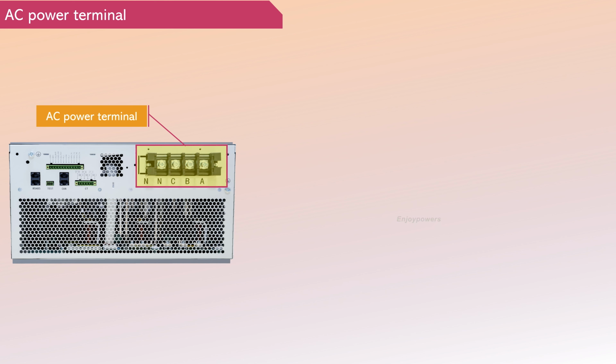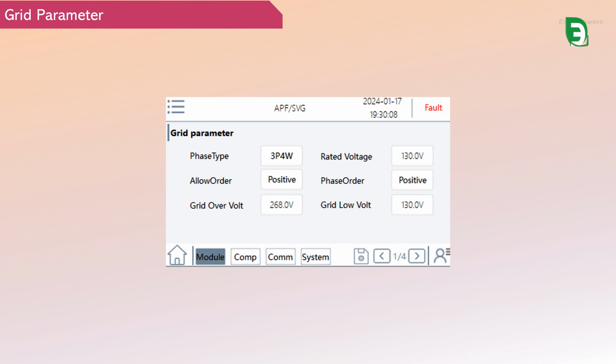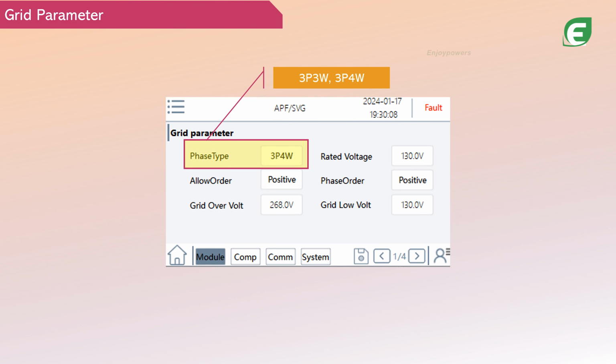When selecting cables and switches for the power quality module, please consider the maximum output current of the module. Each module supports both 3P3W and 3P4W wiring configurations, and the settings can be easily adjusted in the HMI.